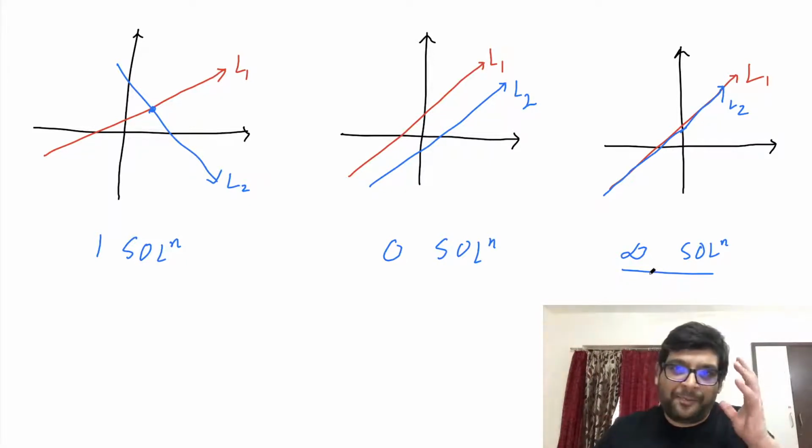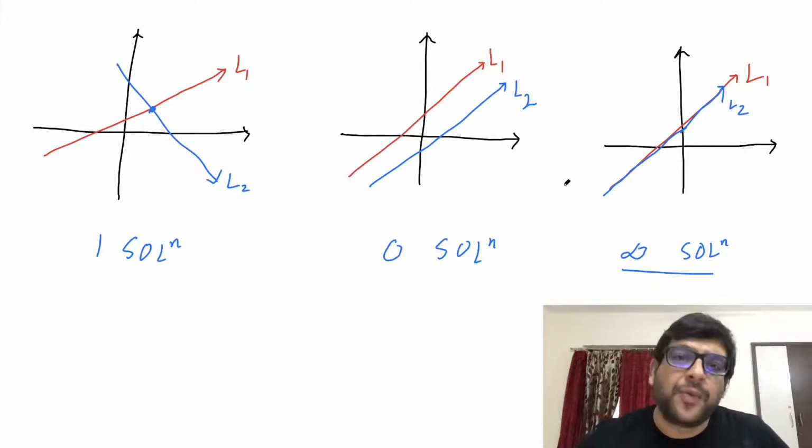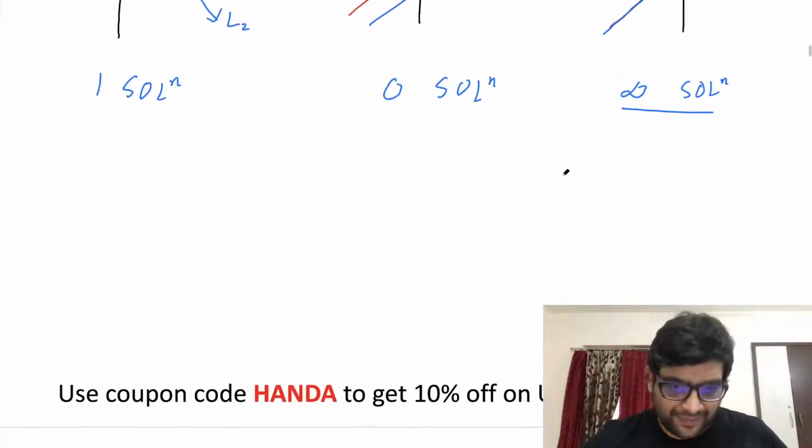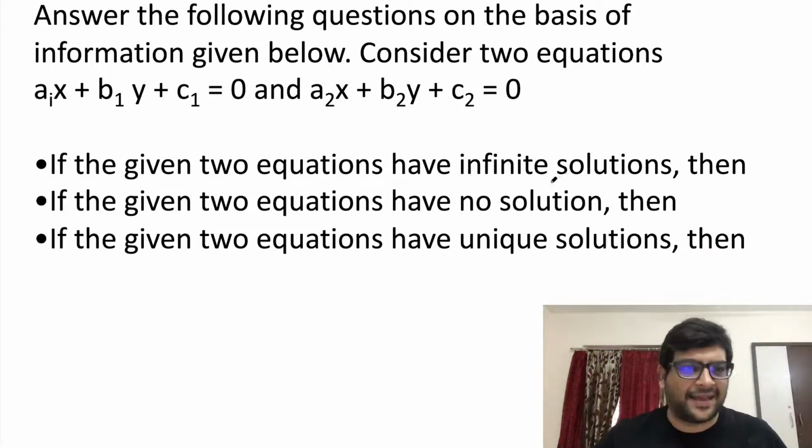Now, pictorially speaking, graphically speaking, I can actually make this out. But if I give the equations to you, can you tell me what will be the conditions for that? Let's see if you can. So these are the equations that I give to you: a1x plus b1y plus c1, and a2x plus b2y plus c2. Both of them are equal to 0. So these are my two lines.